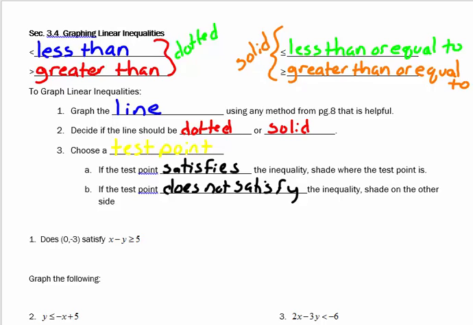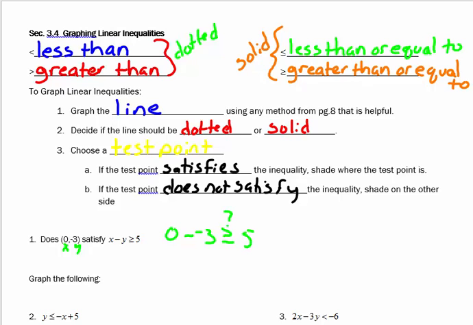The first thing I want to make sure of is, do you understand what it means to satisfy an inequality? So for example, number 1, does 0, negative 3 satisfy x minus y being greater than or equal to 5? Our x would be 0 and our y would be negative 3. So we'll plug in those values and see, does that satisfy the inequality? So we'll end up with 0 minus a negative 3 is supposed to be greater than or equal to 5.